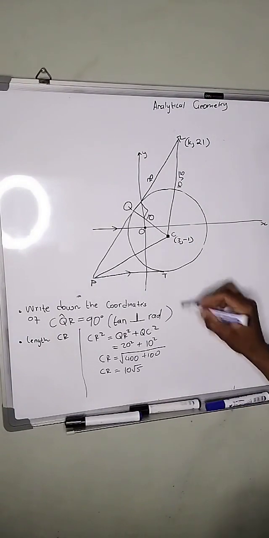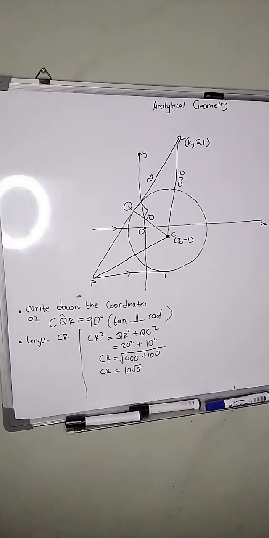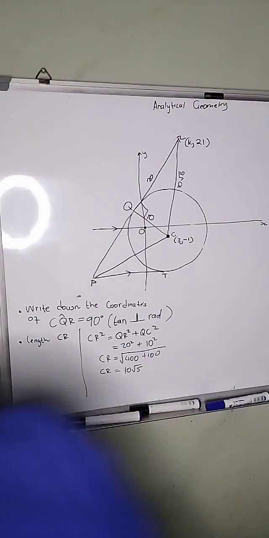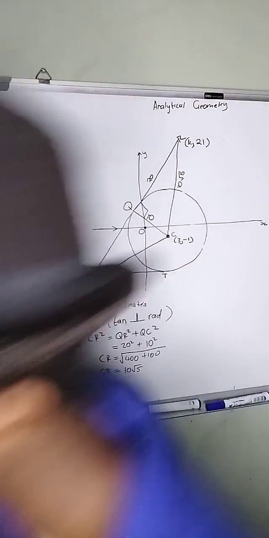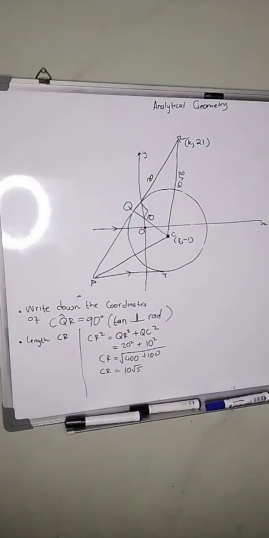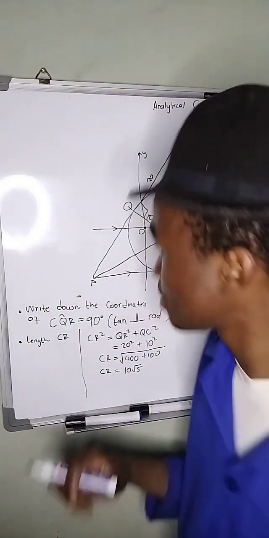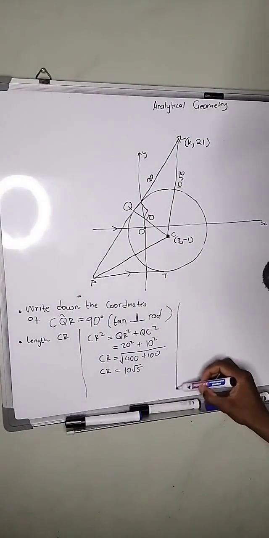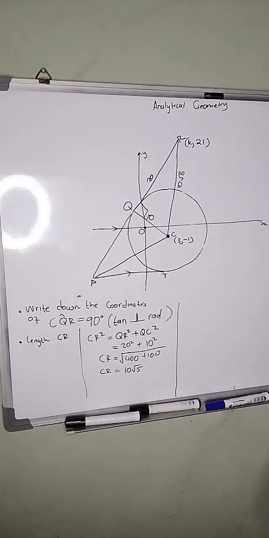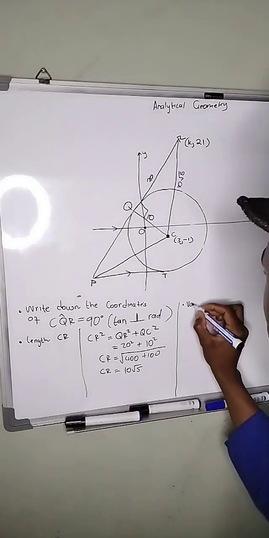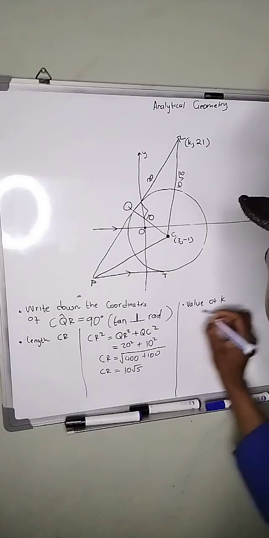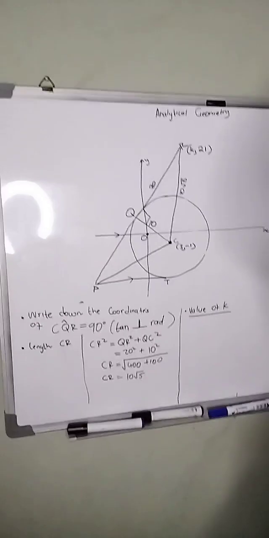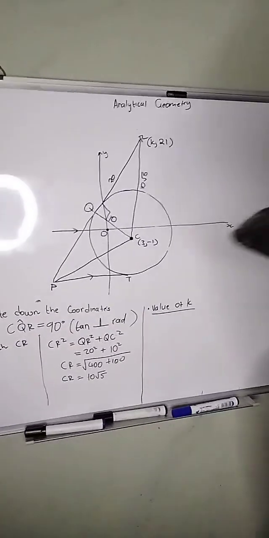So let's see, what's the next question? They're saying determine the value of k if R lies on the first quadrant, right? We need the value of k if R lies on the first quadrant. What are we going to use?